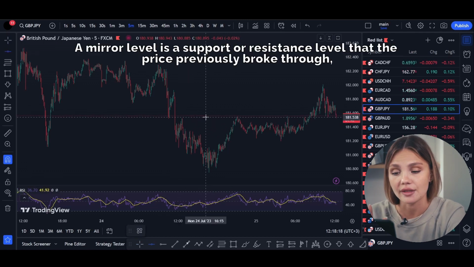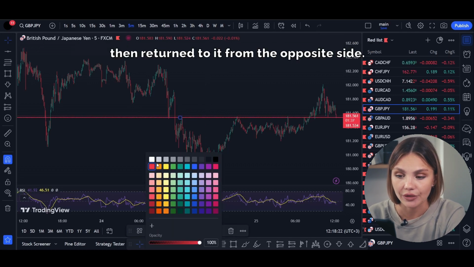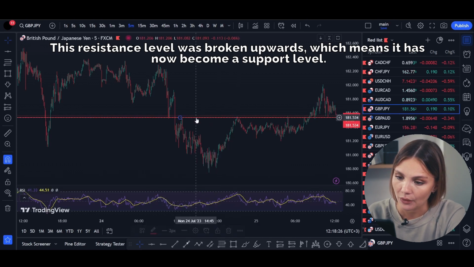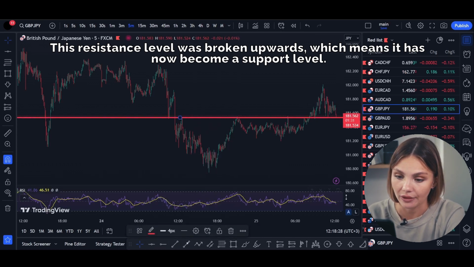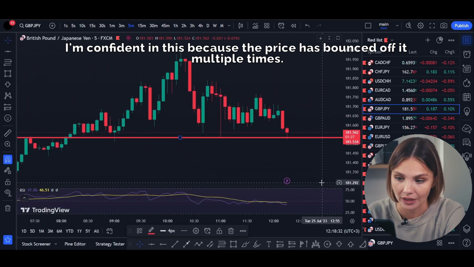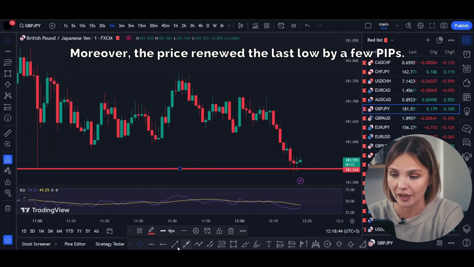A mirror level is a support or resistance level that the price previously broke through, then returned to it from the opposite side. This resistance level was broken upwards, which means it has now become a support level. I'm confident in this because the price has bounced off it multiple times. Moreover, the price renewed the last low by a few pips.